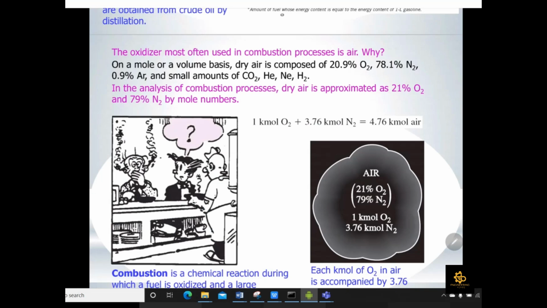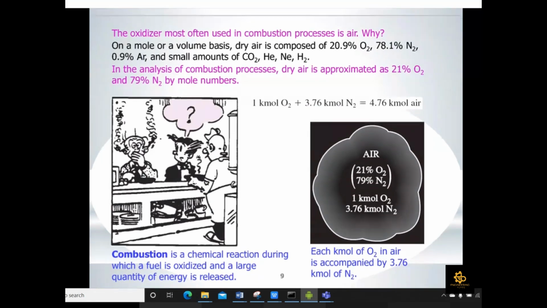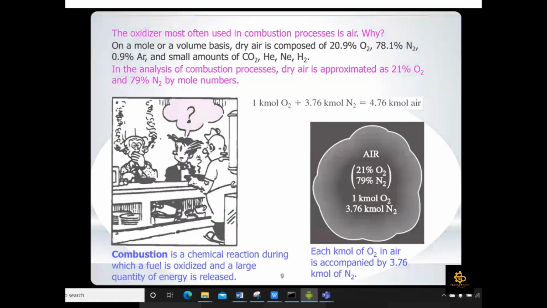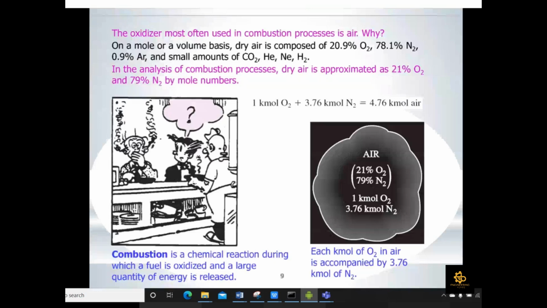So we already talked in the previous slide that the most important part of the combustion process is oxidation, where we have to add an oxidizer to the fuel. And we already know that commonly we use air as the oxidizer. So what is the reason why we use only air?